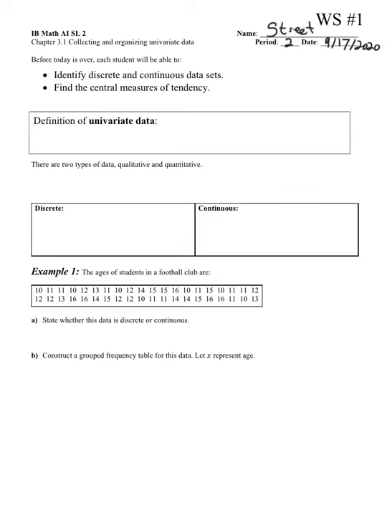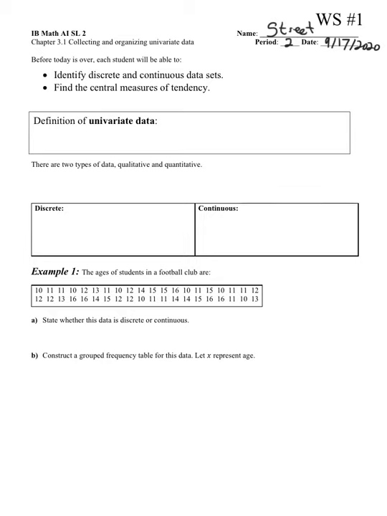So we're starting with our goal today. We're going to identify discrete and continuous data sets, or data sets, depending on how you like to say it. And then we're going to find central measures of tendency. I think it's a pretty low-key day for us. We should be able to get through it pretty quickly.